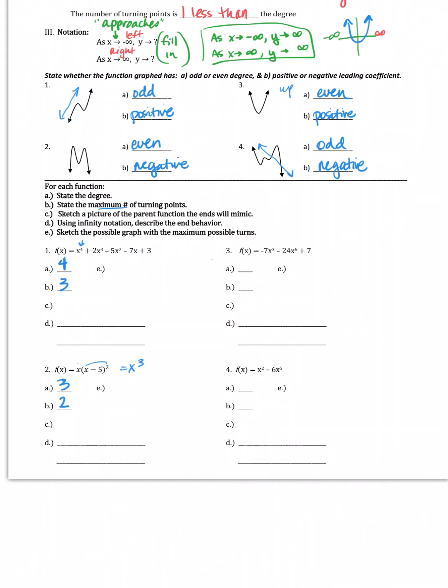Look at number 3. Now be careful. This one's not in exponent order, so you want to make sure you eyeball it. Make sure you get the right highest degree. So the highest degree is 6. That means the number of turning points is 5.